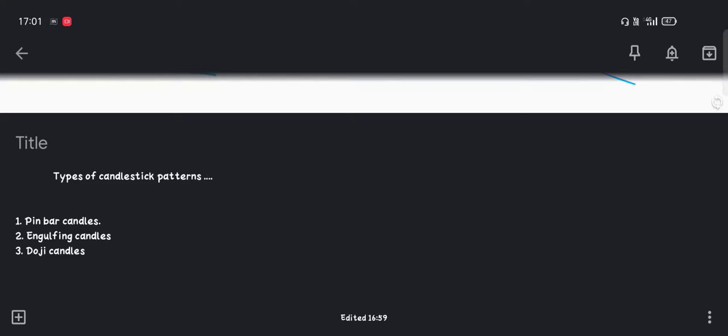So let's start the video. Let's start with candlestick pattern types.